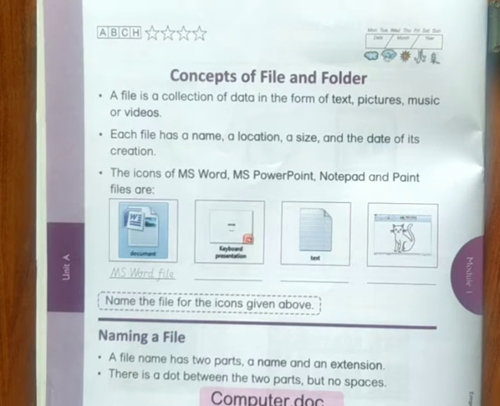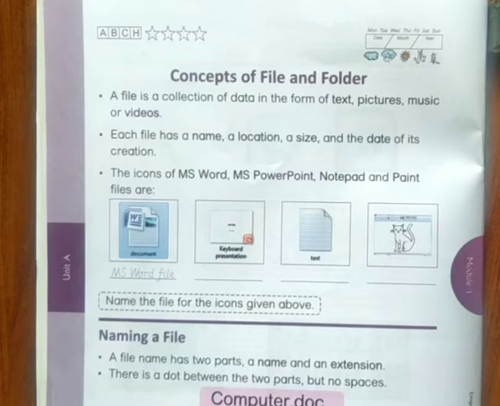The icons of MS Word, MS PowerPoint, Notepad and Paint files are as follows. A file is a collection of data in the form of text, picture, music or video. And each file, when you save it, has a name, isn't it right? It has a name, location, size and the date of its creation.